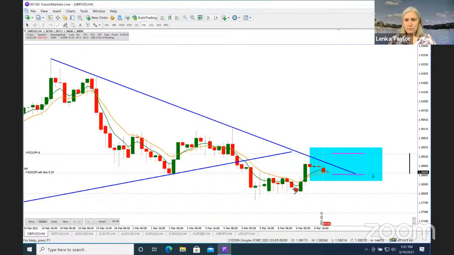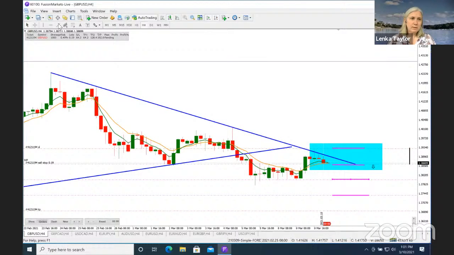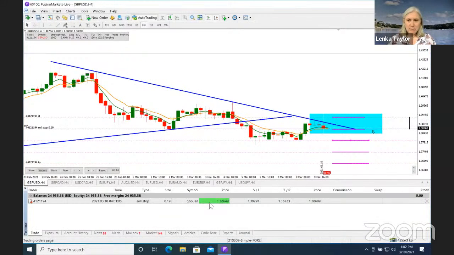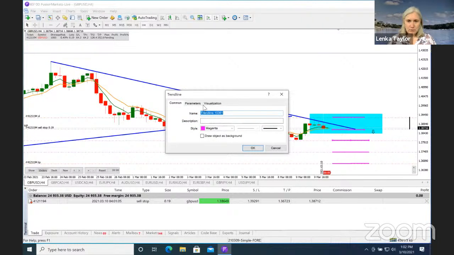Let me just do a few lines first. And here we go. So I've got 3 targets at the moment. So in terms of the pending order, let's have a look at the trade. So I've got the entry is at 138649.